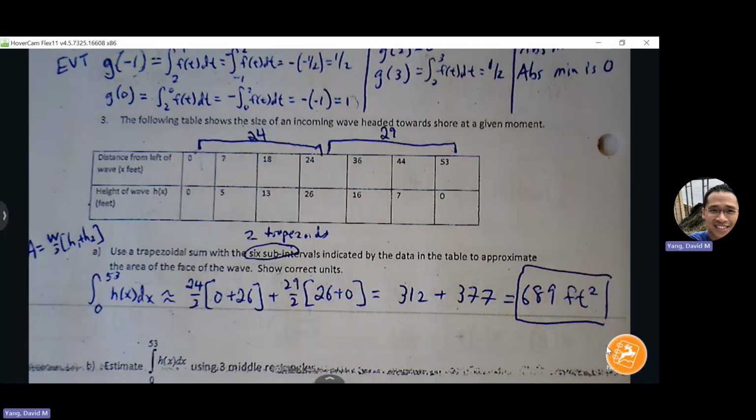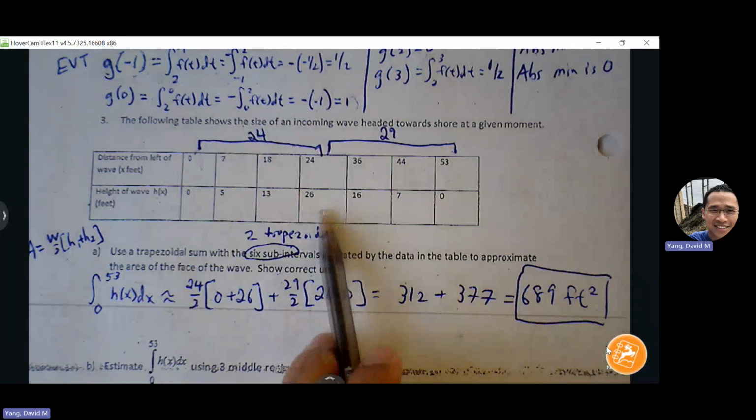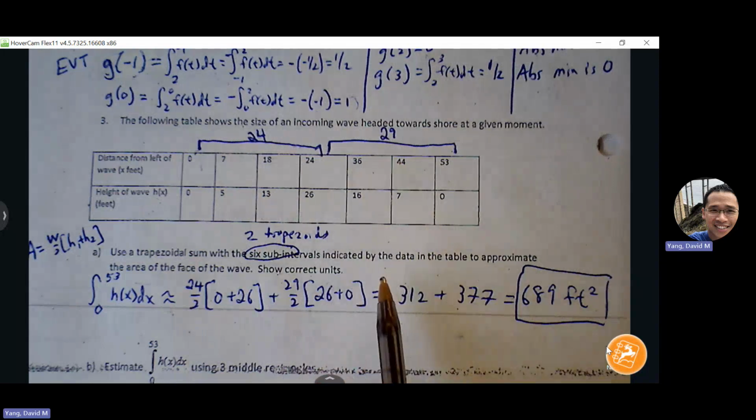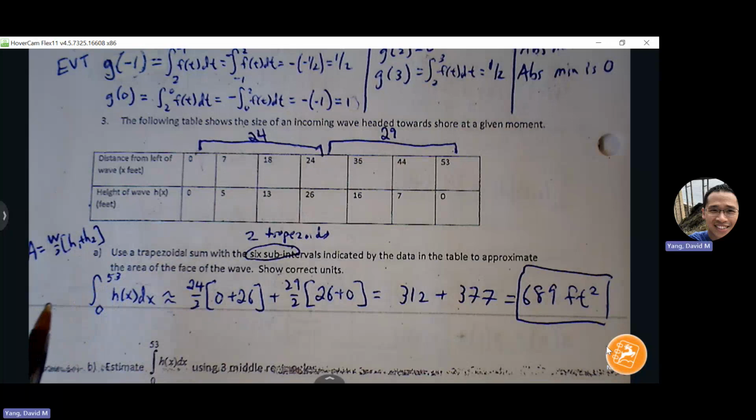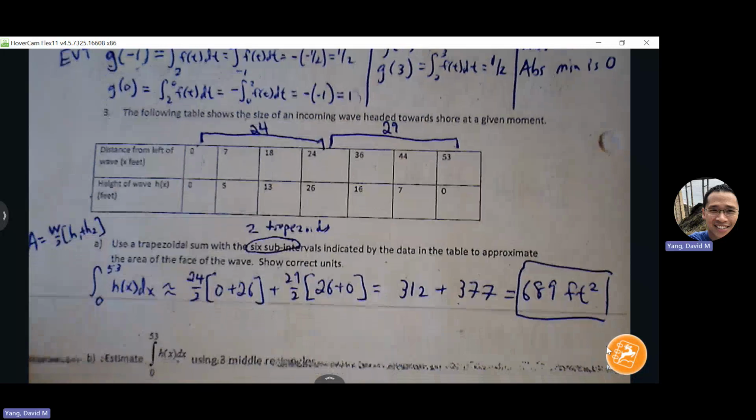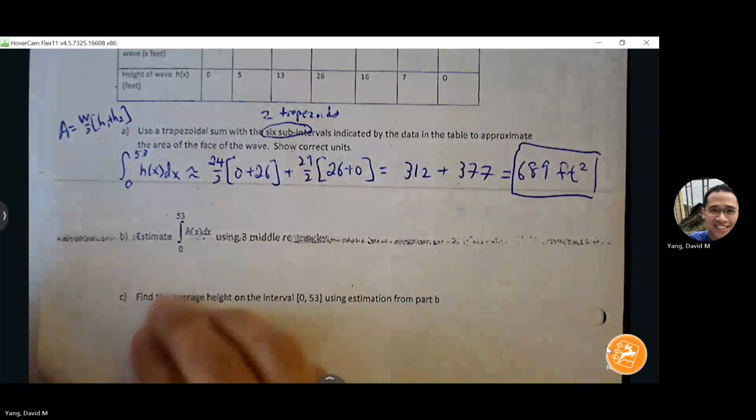It'd not be negative, because you're going from 26 to 0. Remember, these are y values. These aren't x values. If it was x values, then maybe that could be true, right? These are just heights. Okay, estimate using 3 middle rectangles.